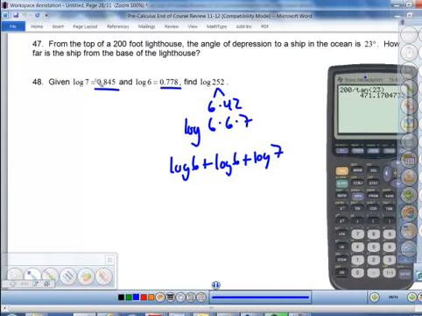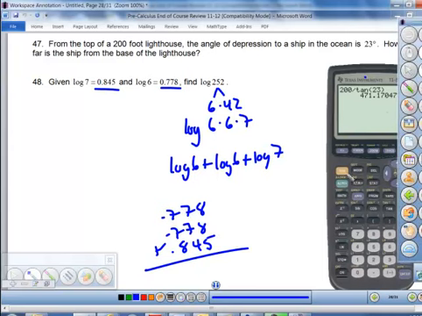So you guys see how they give us the values here? So I'm just going to go 0.778 plus 0.778, and then plus the log 7, which is 0.845. Okay? So once you add all that, then you'll get your answer. I'm not going to add it up because I'm going to try to finish this.